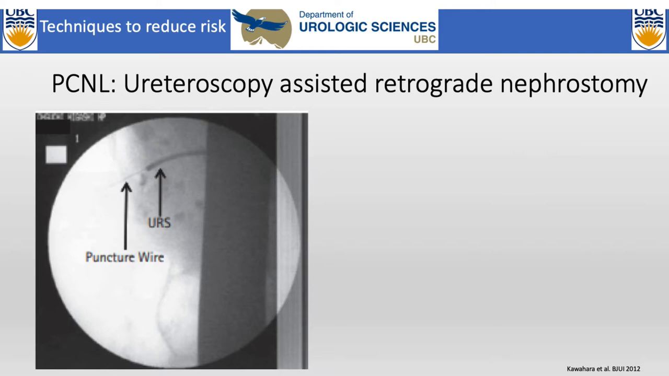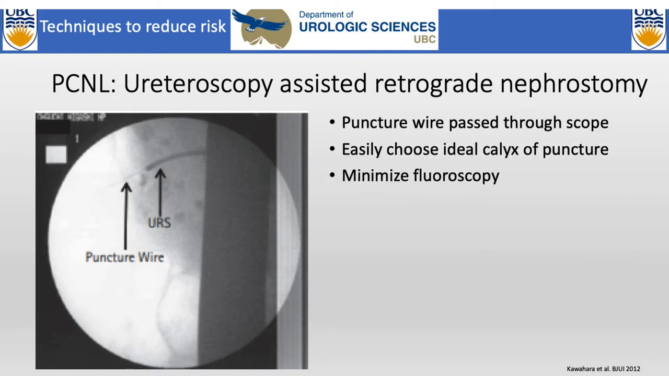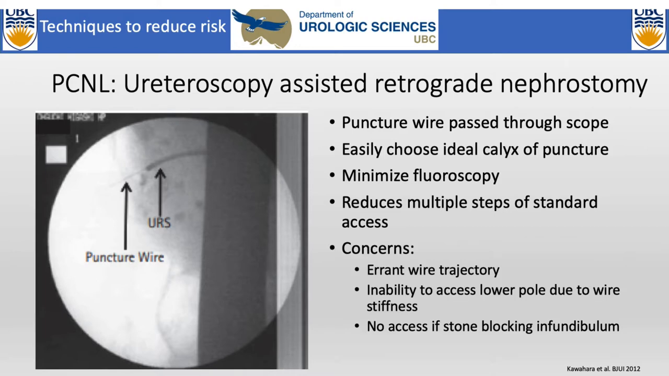Another option: you can go up with a scope and put a wire retrograde out the calyx. You put your scope up, find the calyx you want to exit from, and then pass a semi-rigid wire that goes out through the body, and it saves you all that time of fussing around trying to get your access from an antegrade approach. The challenge with this procedure, and there are multiple challenges, is that if the wire goes the wrong direction, you can end up where you don't want to be. You can't get into the lower pole because the wire is quite stiff. And if there's a stone blocking the infundibulum, you obviously don't have access to it.